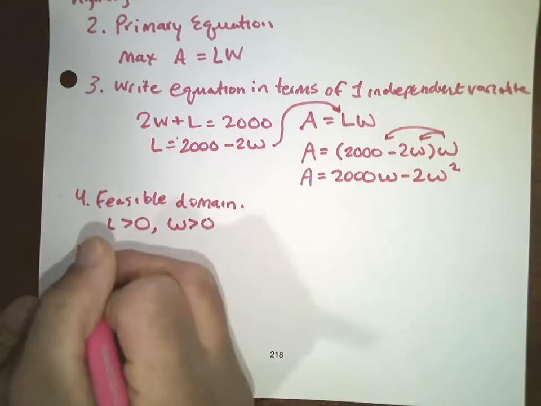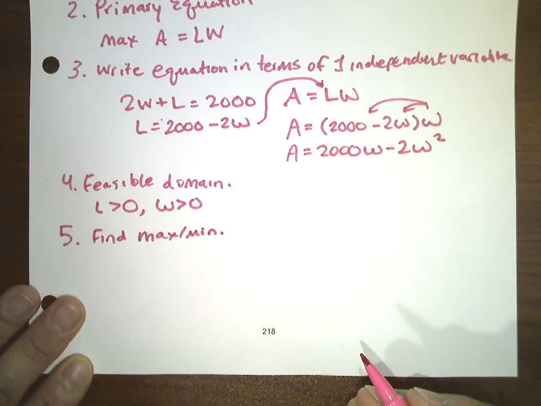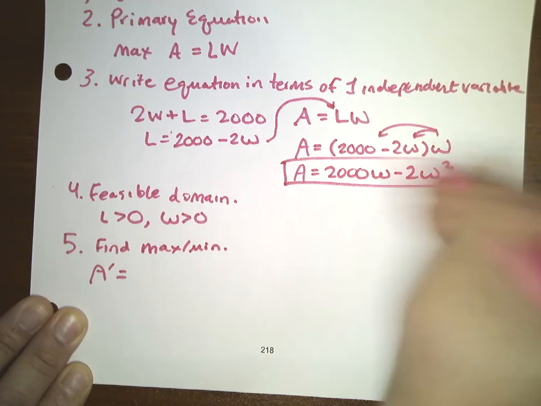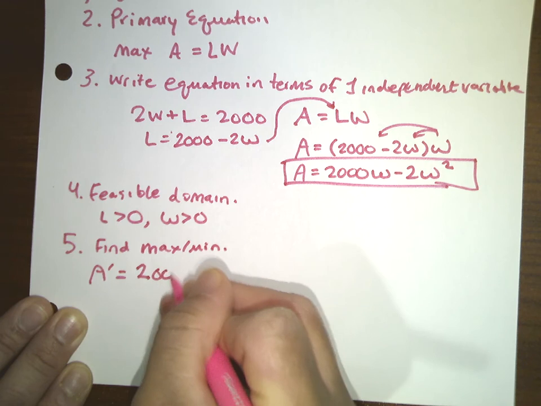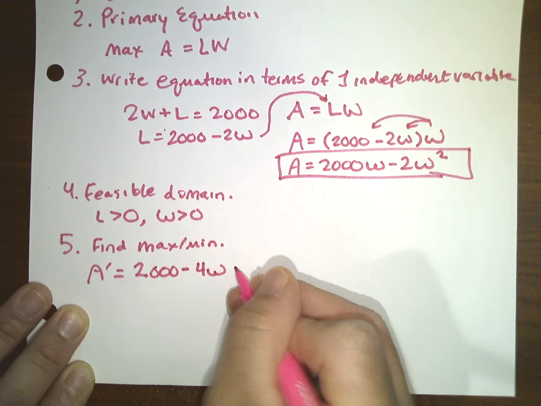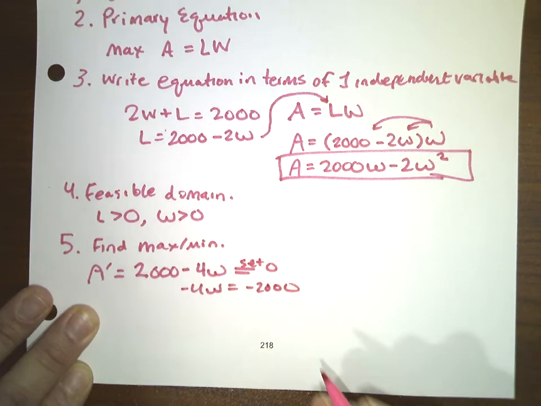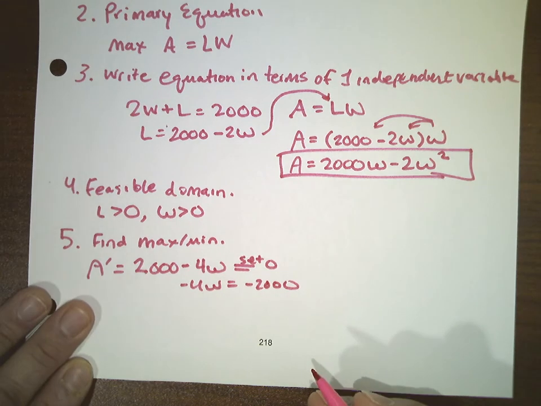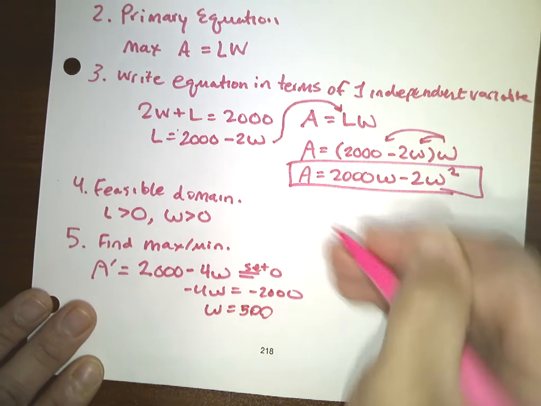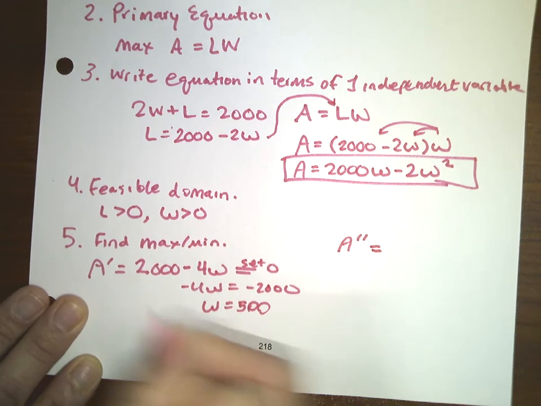So now let's just find the maximum or minimum. And in this case, we want to maximize the area. So we'll look for the maximum. So we need to find A prime. So this was A. So A prime is 2,000 minus 4W. I'll set this equal to zero. Then I subtract the 2,000. So I get negative 4W is negative 2,000. And I'll divide by negative 4 to get W is equal to 500. And then if I want to show that's a maximum, I need to find the second derivative, which is negative 4.